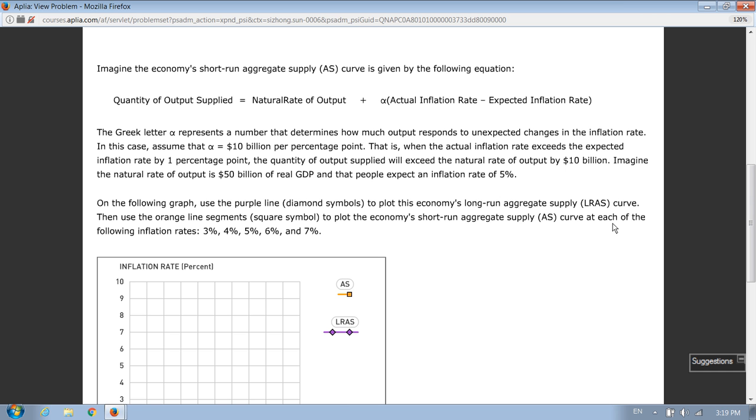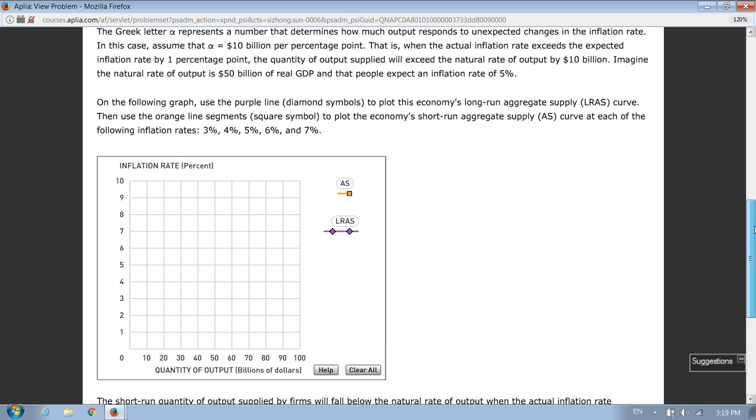So we need to graph the long-run aggregate supply curve and the short-run aggregate supply curve. The long-run output is at its natural rate, which is $50 billion. So if the inflation rate is 3%, it's 50 billion; 4%, 50 billion; 5%, still 50 billion; 6%, still 50 billion; 7%, 50 billion.